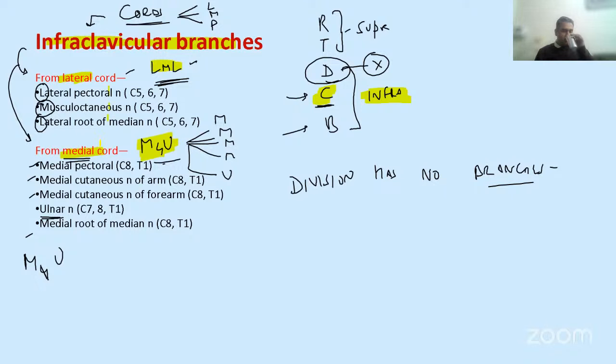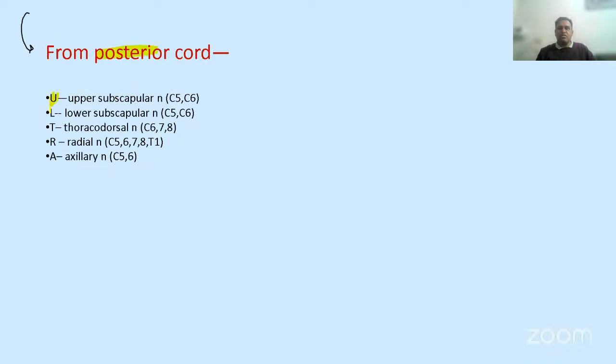Right. So LML is the mnemonic for the branches from the lateral cord, and M4U is the mnemonic for the branches from the medial cord. We had three cords. The third cord over here is the posterior cord. Here you can see the mnemonic, ULTRA. U for the upper subscapular, L for the lower subscapular, T for the thoracodorsal, R for radial, and A for axillary.